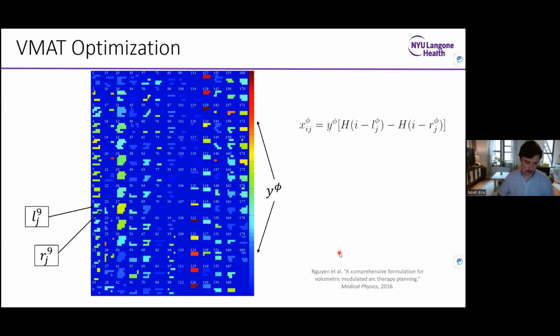So what that looks like in terms of the output of our optimization problem is that it's going to be specified in terms of left and right leaf positions and aperture intensities for up to 180 or more control points. Here's an example of what that might look like: 180 control points with different colors showing what intensity you might deliver through that aperture, and then the left and right leaf positions. So we're not optimizing individual fluences, but just direct machine parameters.